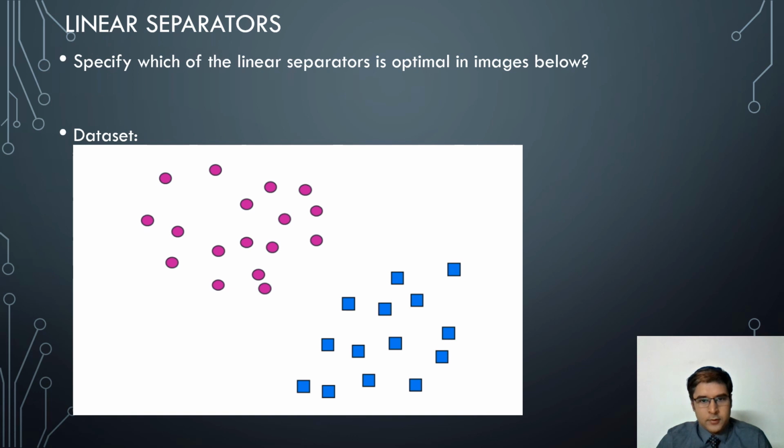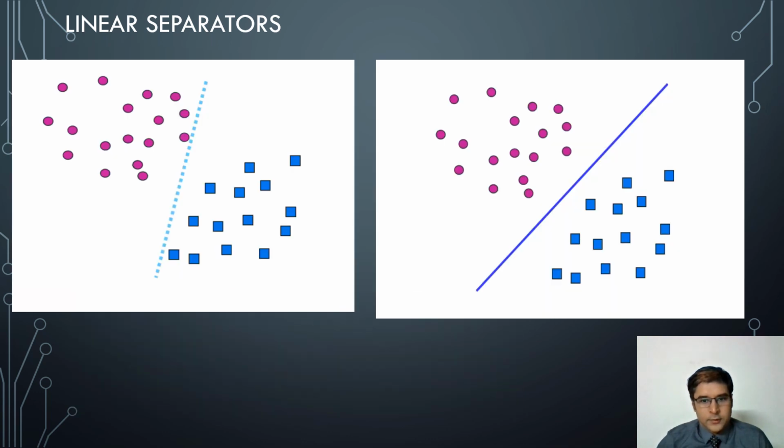Now we discuss how we draw linear separators. The problem is to specify which of the linear separators is optimal in the images below. First we have the data set on this slide, the pink dots and the blue squares. We'll see the separators in coming slides. So these two linear separators are given in this slide. Which one is the best is the question. The answer is this one, because it has greater margin from both the sides, whereas on this side there is less margin.